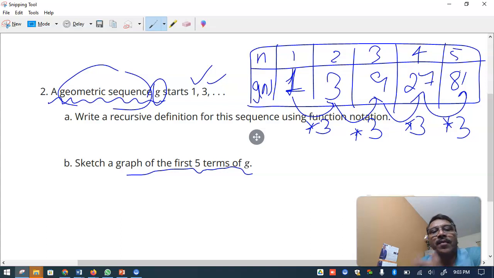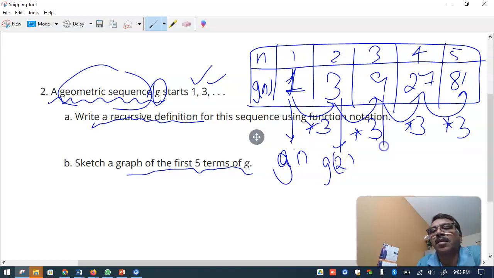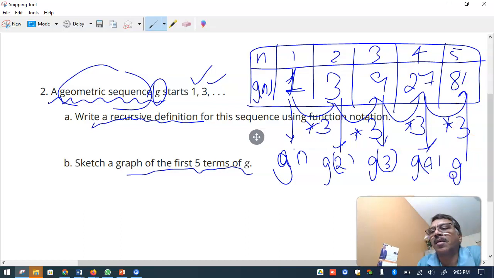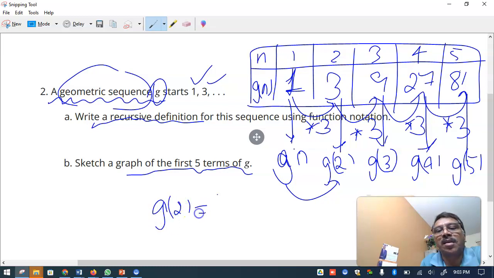So if I want to graph this, the next question is, you are supposed to write the recursive definition. Now, what is the recursive definition? Remember this is G of 1, this is G of 2, this one is G of 3, this one is G of 4, and this is G of 5. So all you're doing is, if I want to compare this G2, how did we get G2? You multiplied 3 to the first one, G1, right?